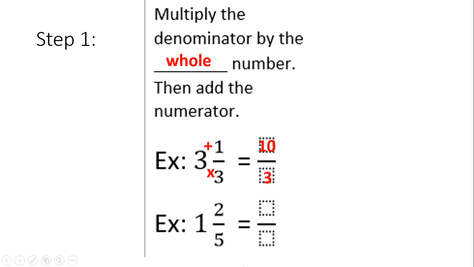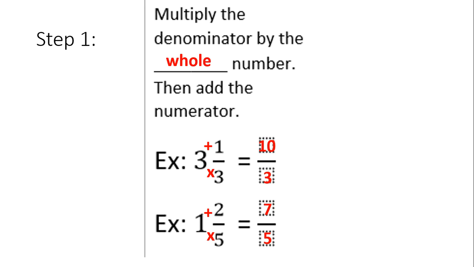So again, 3 times 3 would be 9, plus the 1 would give us a 10, so we put 10 over 3. The reason this works is each whole number represents a 3 over 3. So if we have 3 of those, we have 3 over 3 times 3, which would be 9/3, and then an additional third would make it a 10/3. Right down here on 1 and 2/5, we have 5 times 1, add the 2, and we get 7 over 5. You got it.